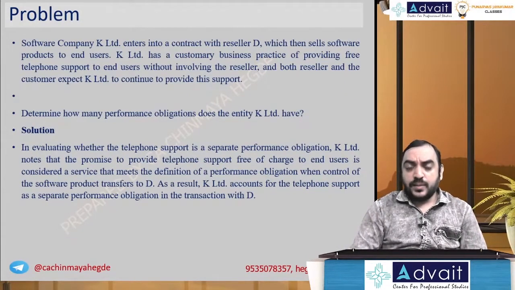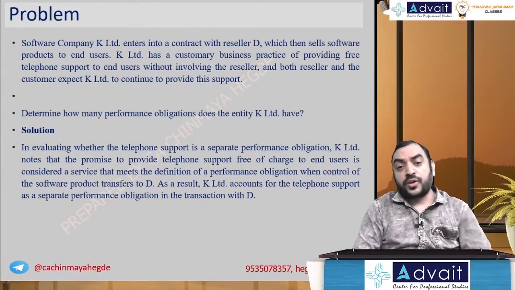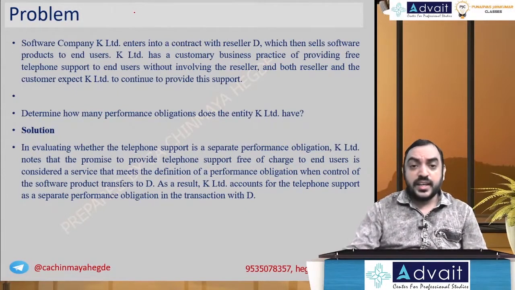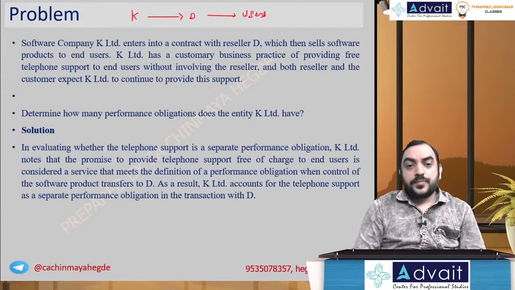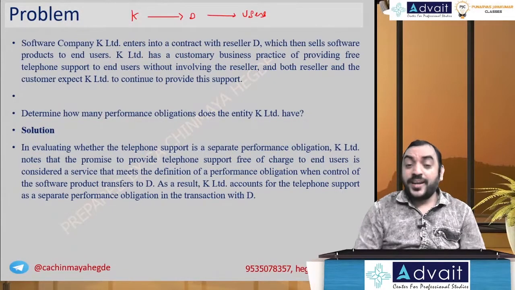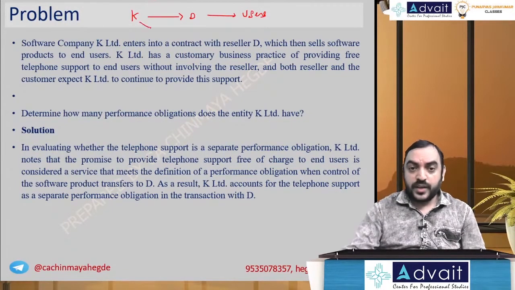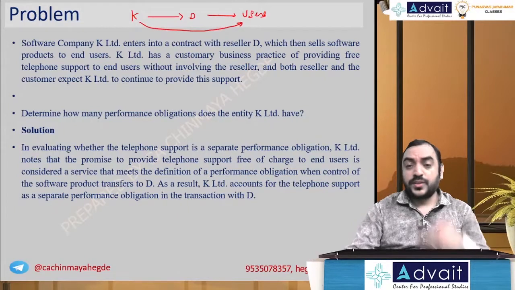Software company K Limited enters into a contract with reseller D, which then sells the software product to end users. So basically, from K Limited it goes to D, and from D Limited it goes to the ultimate users. K Limited has a customary business practice of providing free telecom support to end users. So K Limited provides telecom support service.